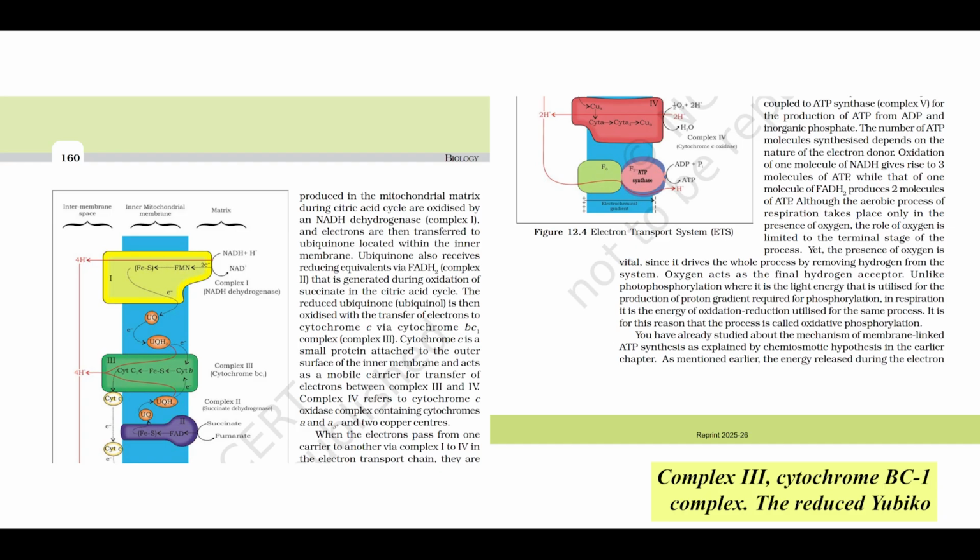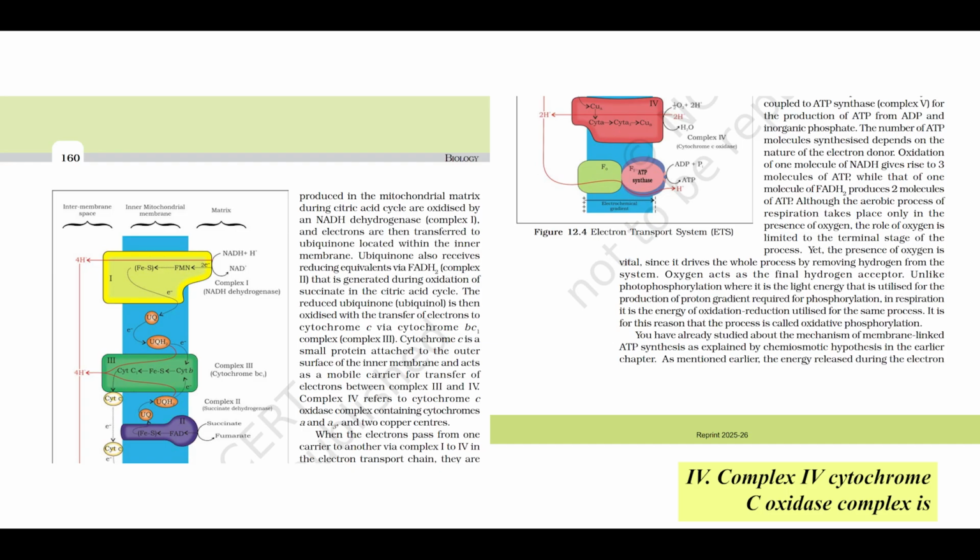Complex 3, cytochrome bc1 complex. The reduced ubiquinol then transfers its electrons to cytochrome C. Cytochromes are specialized proteins containing iron, ideal electron carriers. Cytochrome C is a small mobile protein on the outer surface of the inner membrane, acting as a carrier between complex 3 and 4.